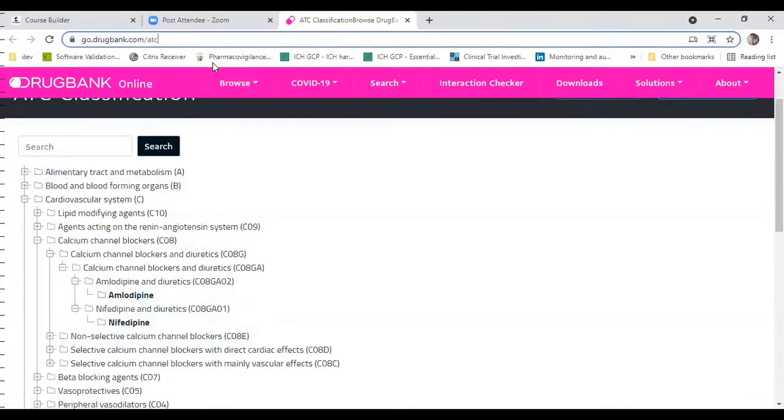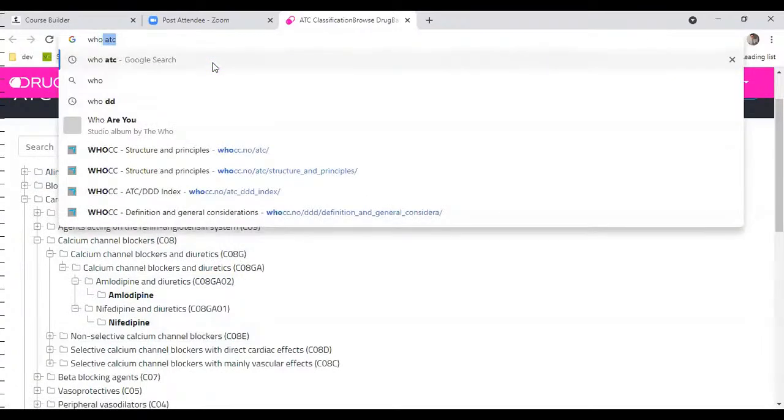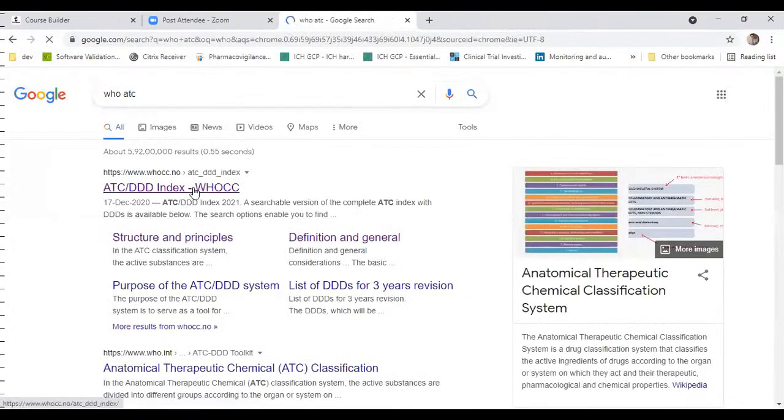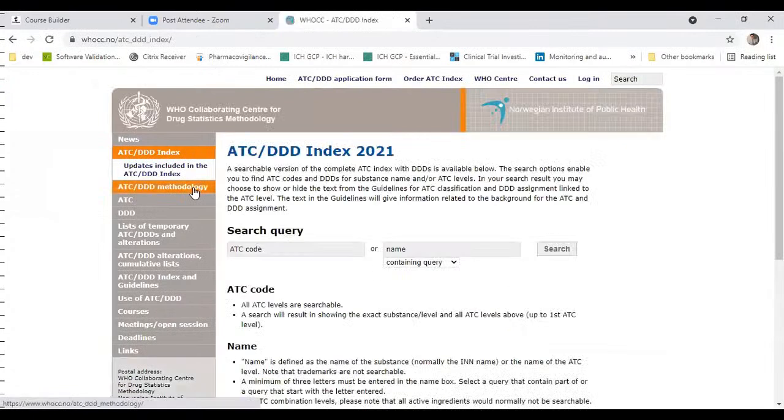You can also type WHO ATC at any time and you will come to this one also. I'm just showing you that anytime you would like to explore this to understand, you can easily get it. So you just write metformin.